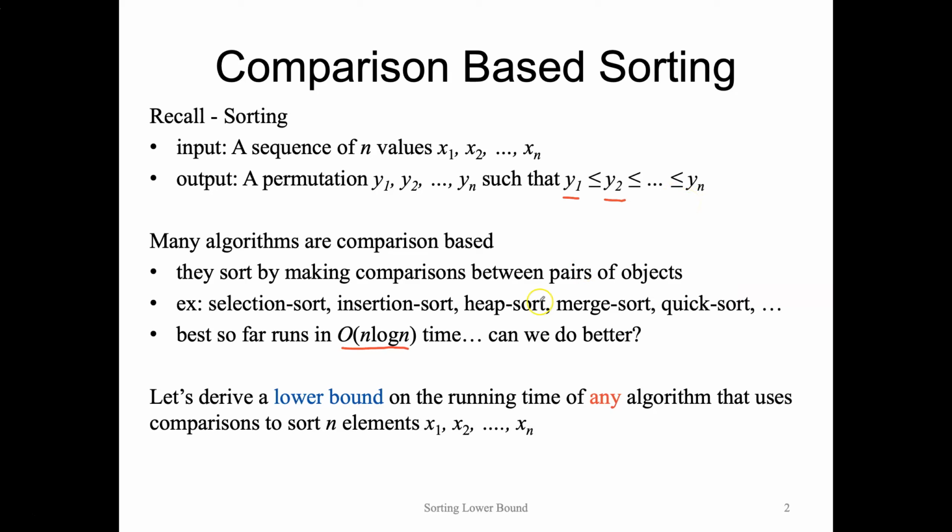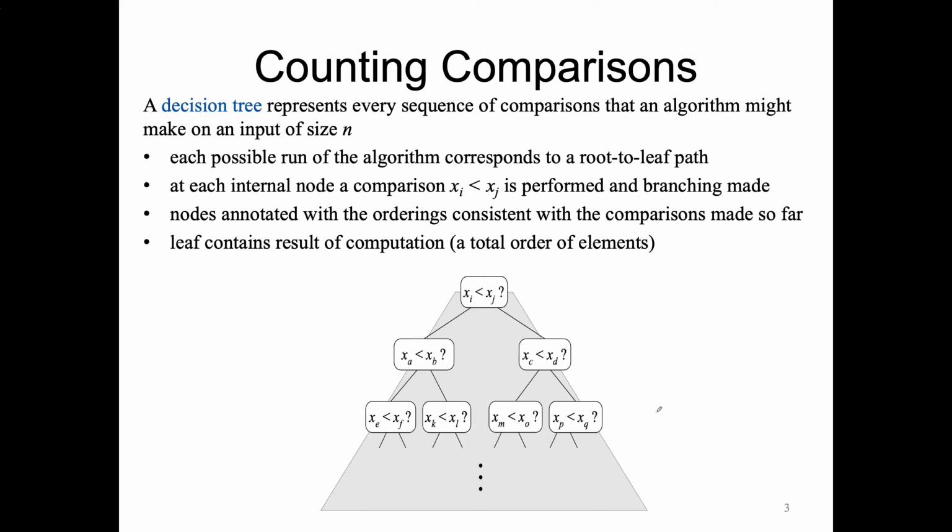So what we're going to do in this video is derive a lower bound on the running time of any algorithm that uses comparisons in order to sort elements, meaning we're going to find a lower bound on the worst-case runtime of any algorithm, not just the ones that we've talked about, but any of the ones that would use a comparator. And how we're going to do that is we're going to count how many comparisons we would have to make in the worst case.